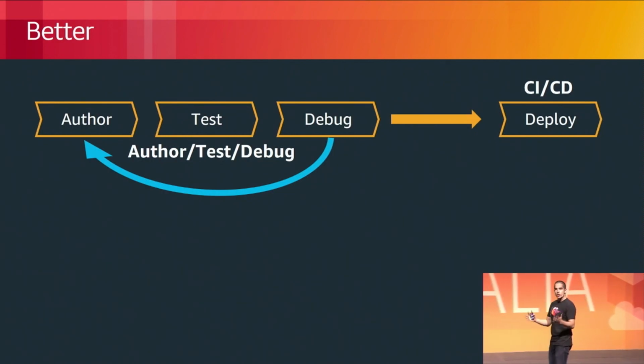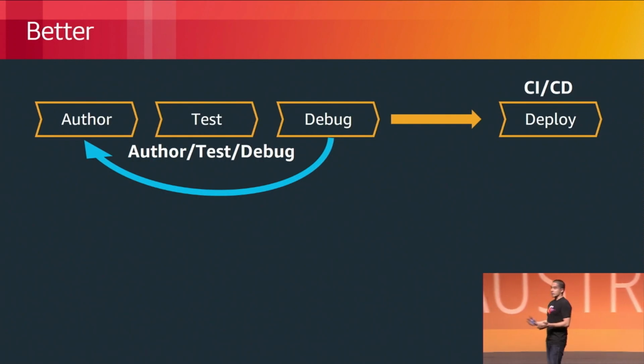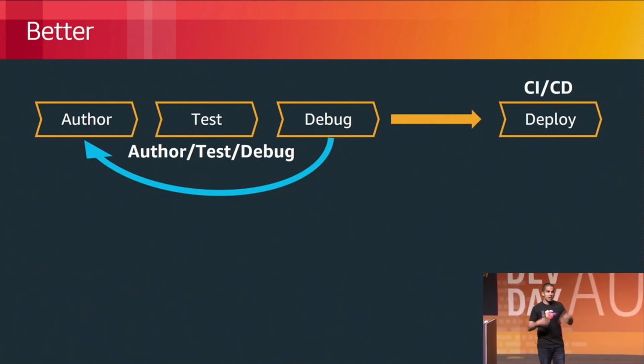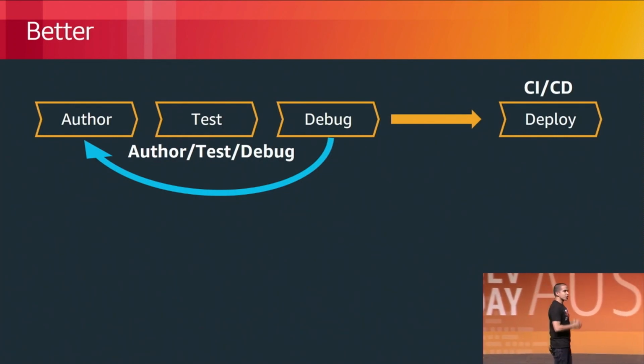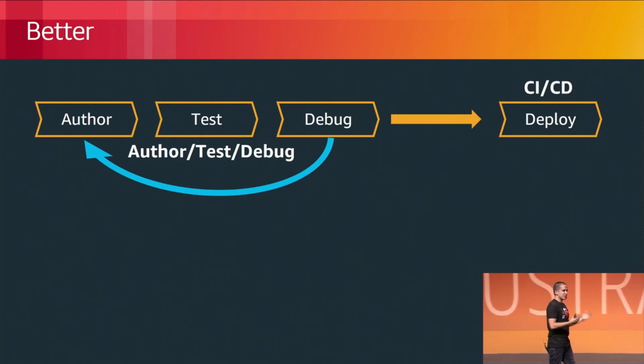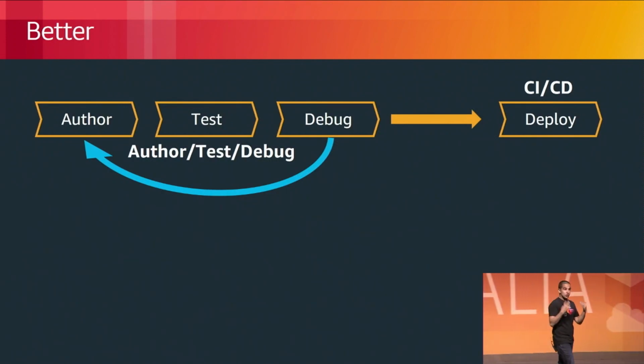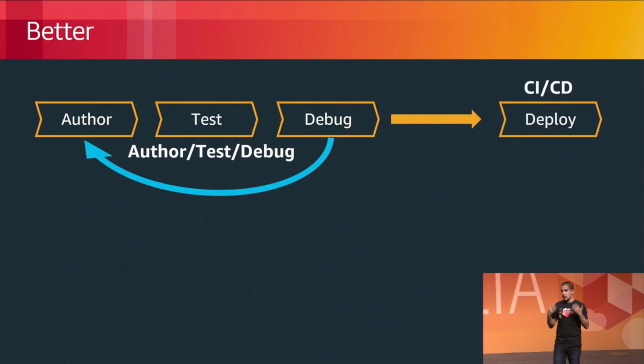So imagine if you could have a tight author, test, and debug loop. This is the normal way we develop applications that are not serverless, right? We have everything in our machine, and if we're using the right tools in the right way, if it works on my machine, it works in the cloud. So imagine if you could have that for serverless applications as well.